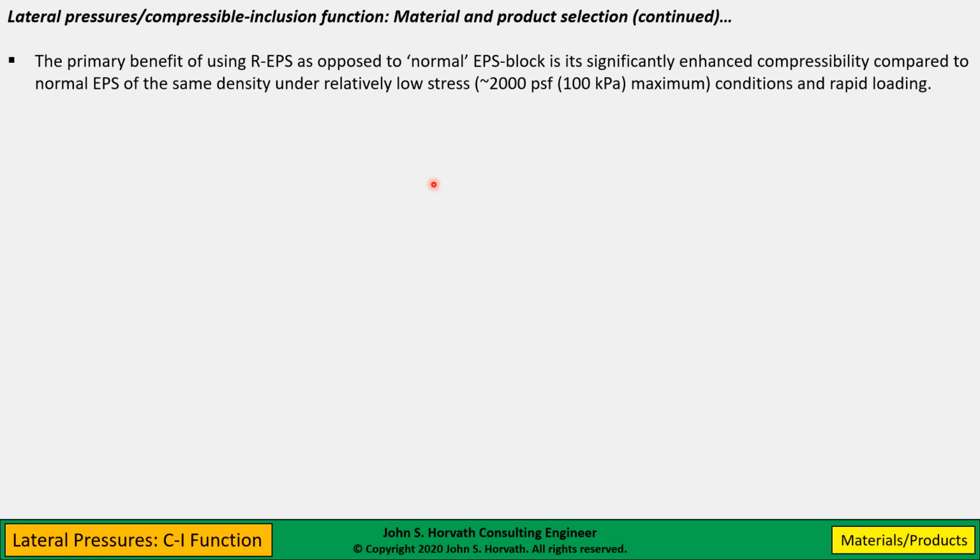The primary benefit of using resilient EPS block, as opposed to just what I would call normal EPS block, is you get a much better compressibility at relatively low stress ranges of about 100 kilopascals, 2000 PSF. And this is certainly well within the stress range when we're dealing with lateral earth pressures on earth retaining structures.